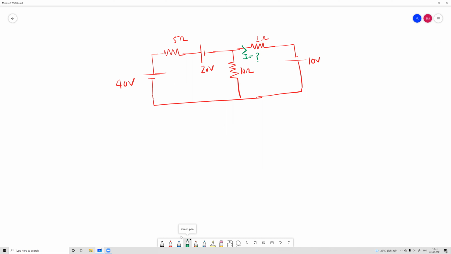How to find it? We will do the problem in 3 steps because there are 3 sources. We will take one source at a time. So let us take the first source. Step 1. We take only the first voltage source, 40 volt. And since there are no current sources, we can simply short all the other voltage sources. The 20 volt and the 10 volt sources will be short. Let us do it.